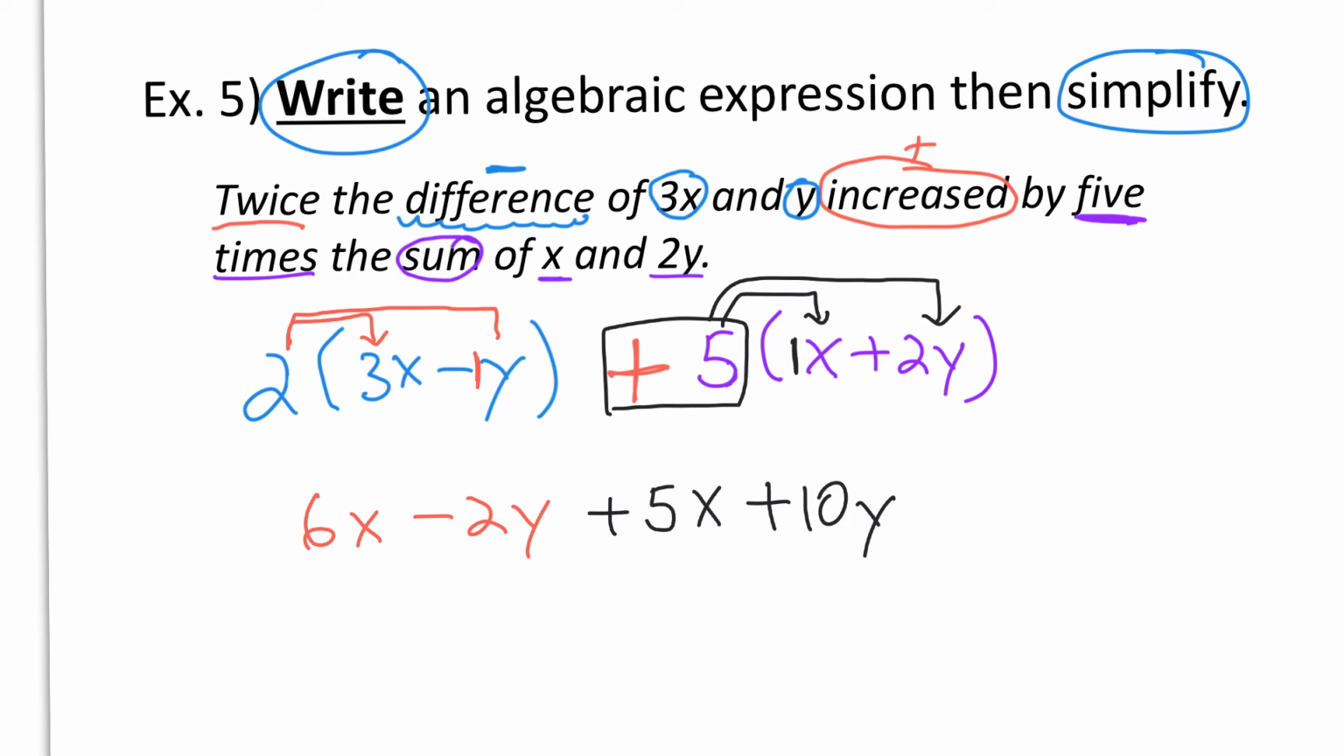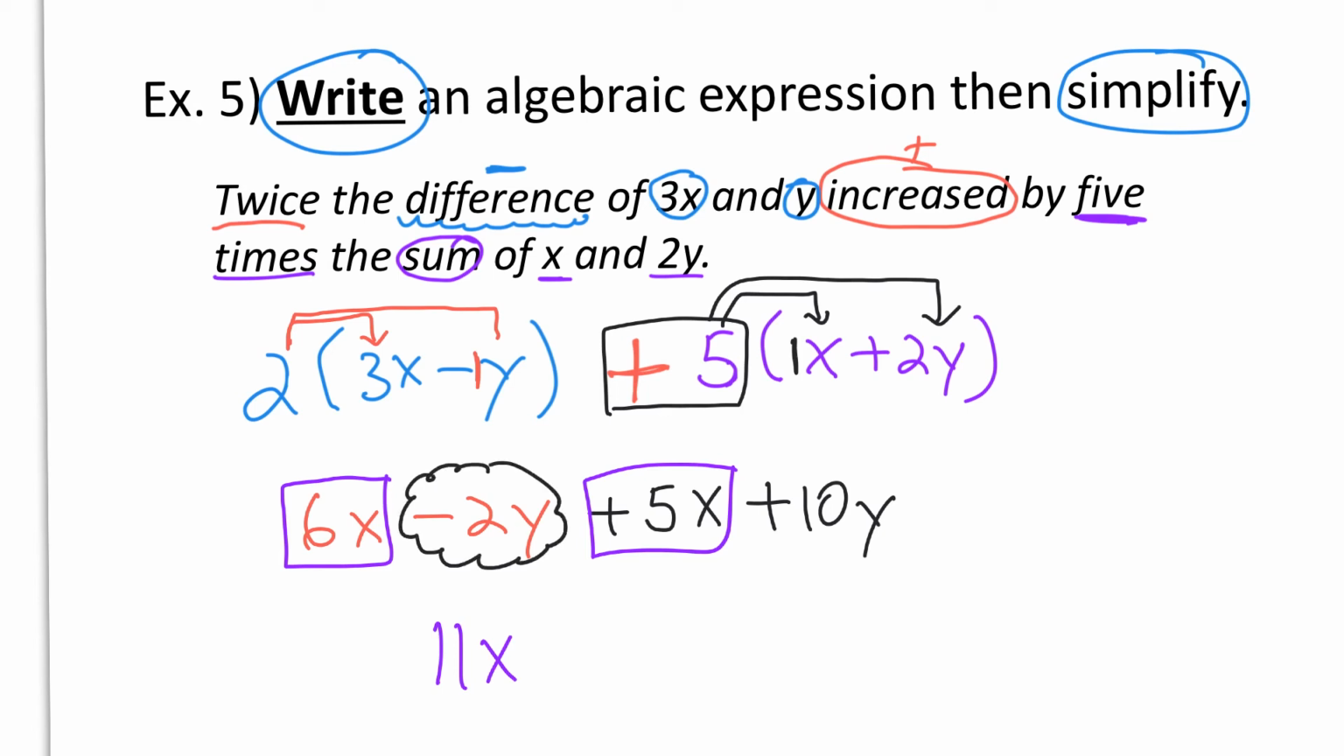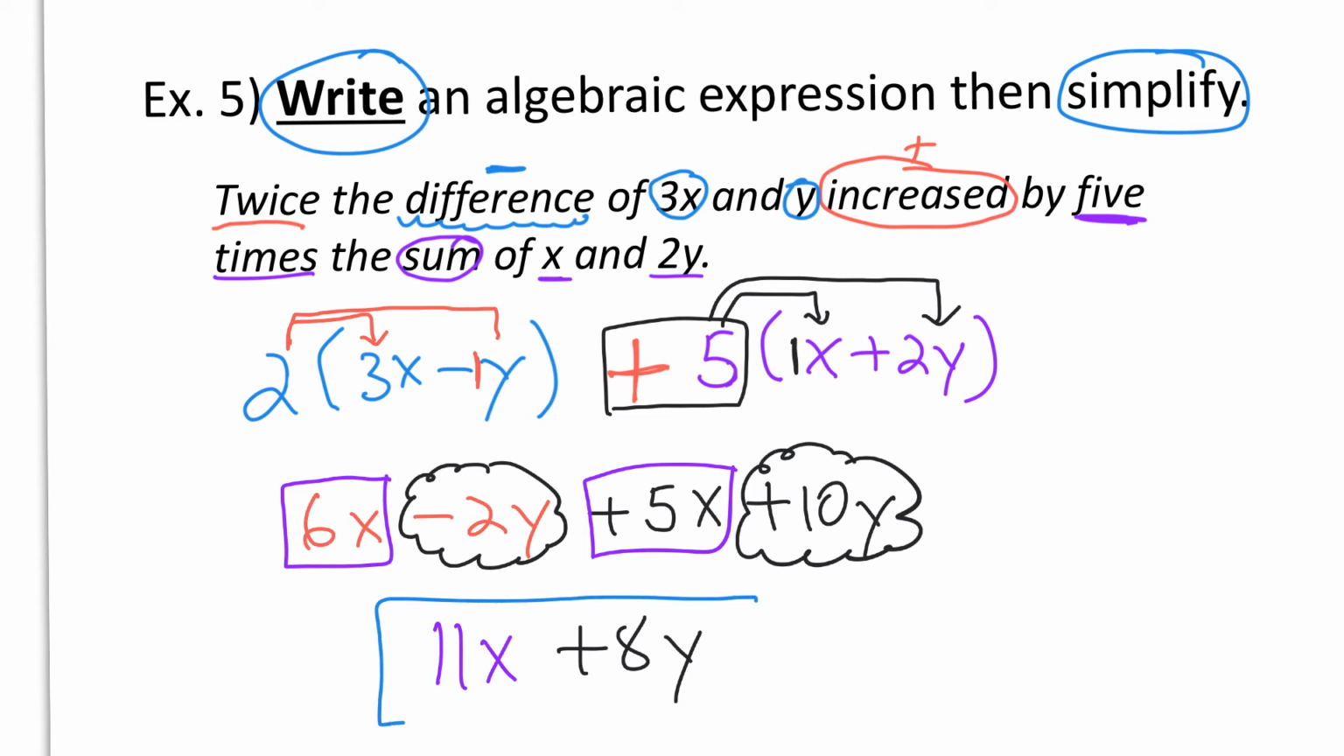So I am going to combine the x's first. 6x plus 5x, 6 plus 5, that's 11. Keep the variable x. And I have negative 2y plus 10y. Those are like terms because they have the same variable. Negative 2 plus 10, that's positive 8y. So my answer for this expression, when I distribute, I have the expression and I simplify it, is 11x plus 8y.